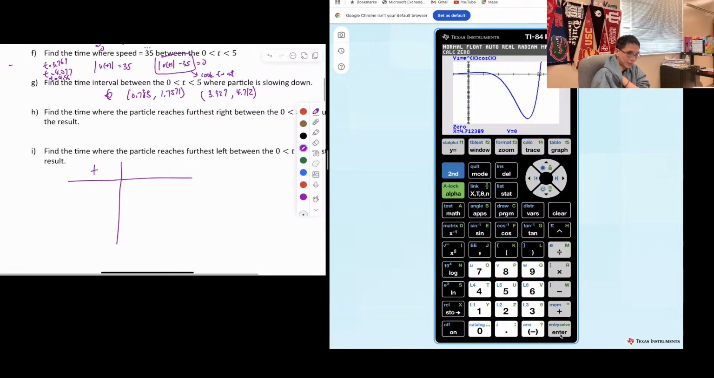And this is T equal to 0, 1.757, 4.712, and 5. I'm going to answer both at the same time. So at first, I'm going to get -2. That's the distance to origin.